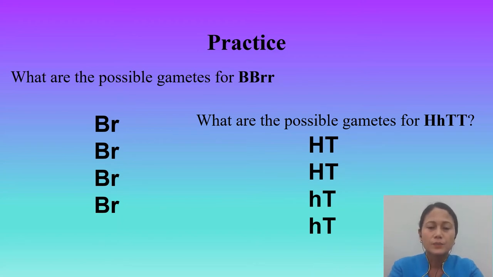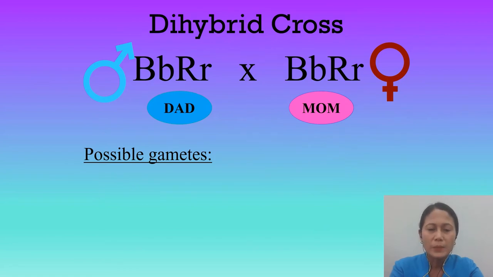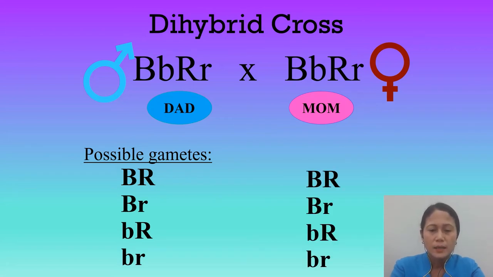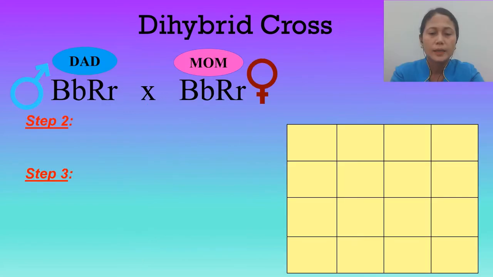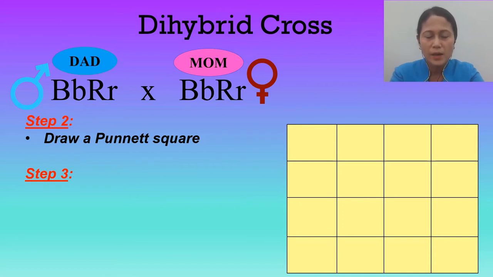Okay, so when we do the dihybrid cross, we have determined already the possible gametes. So what do we do next? We have to make sure that you don't only do this for the male portion, but you also do it for the female part. Okay. So now the next part is draw a Punnett square. So this time, because we already have dihybrid cross, then you will need 16 squares. So we have now a Punnett square.